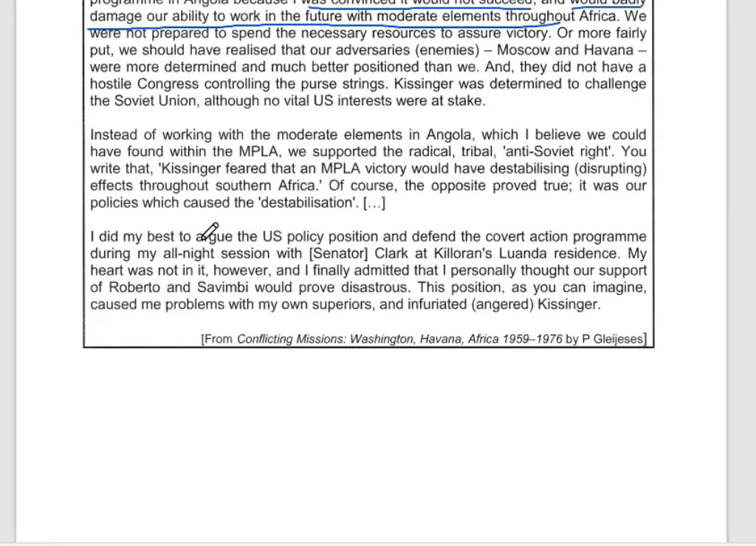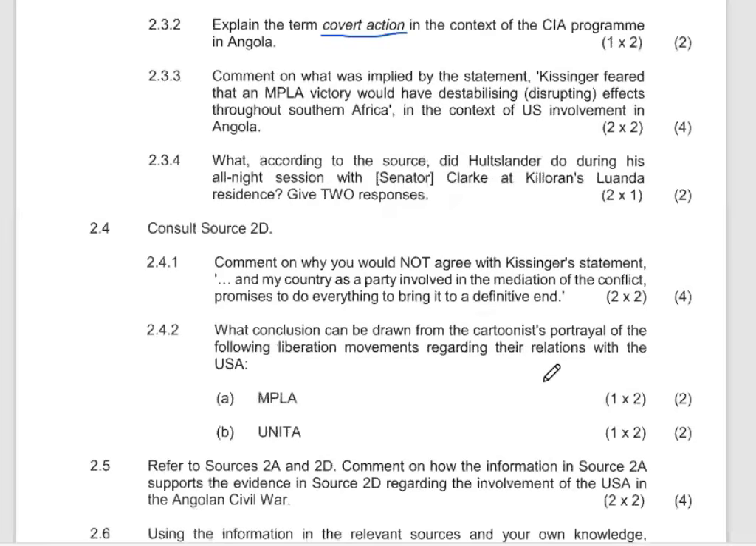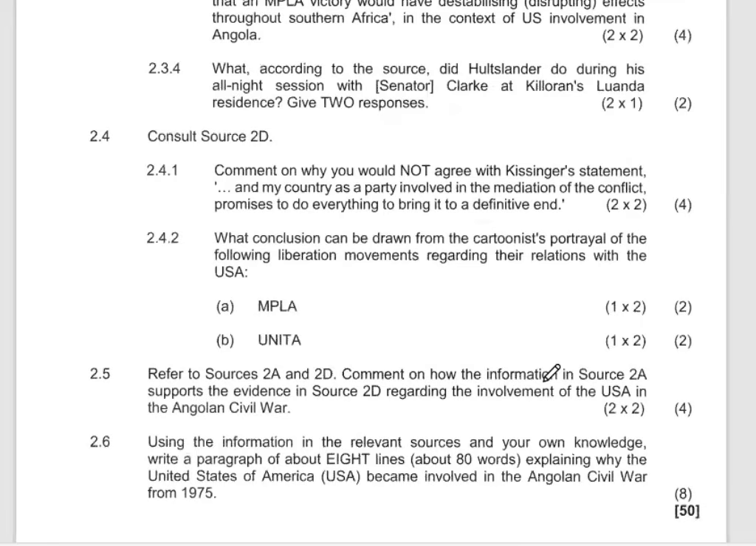Right, so our response is he did his best to argue the US policy position, 1, and he had to defend the covert action program. Those are the 2 responses for that particular question. It's a level 1 question where we're supposed to give 2 responses. Right, moving on to the last source, just 2D.